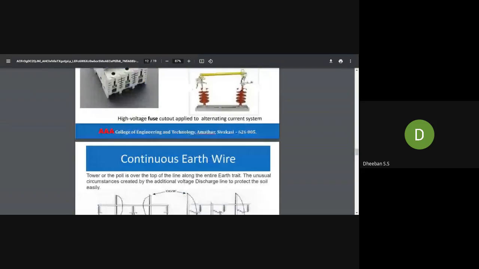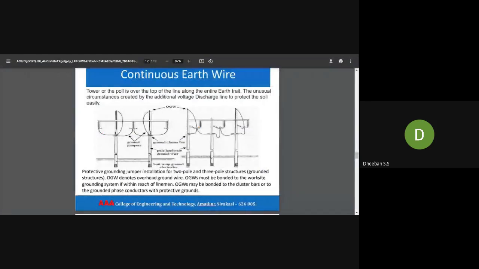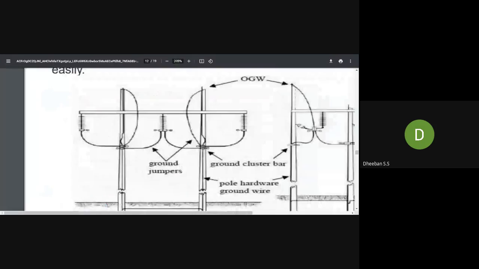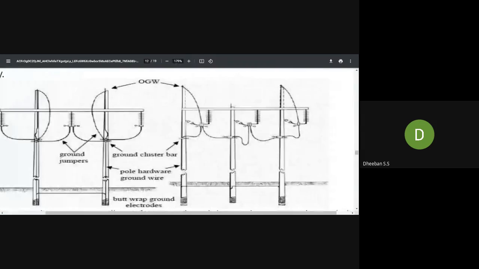So next is your continuous earth wire. This is an earth wire, which you can see in your three-phase four-wire system. It will be at the top of the line along the earth, or at the bottom. Here the protective grounding jumper installation of 2-pole and 3-pole is shown. Here you can see a 2-pole structure. This alone contributes to a 2-pole structure, and this is a 3-pole structure.